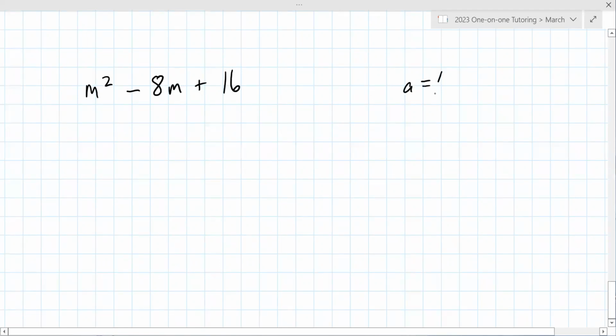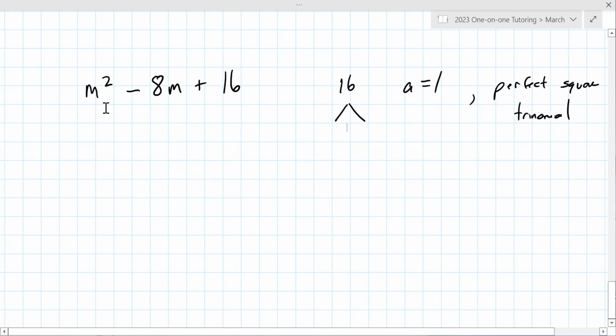This is an A equals 1, but it's also a perfect square trinomial. Both. And if you don't recognize it's a perfect square trinomial, when you do the A equals 1 method, which is looking at 16 and trying to find two numbers that multiply to 16 but add to -8, you will find out that it is a perfect square trinomial. So I want you to find the two numbers that multiply to 16 but add to -8.